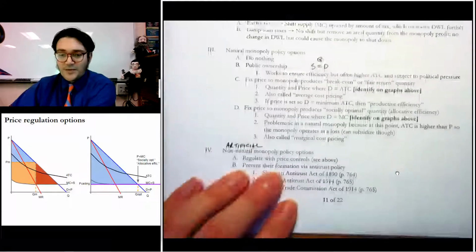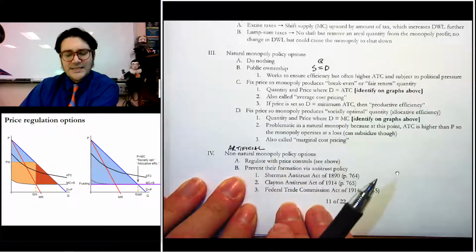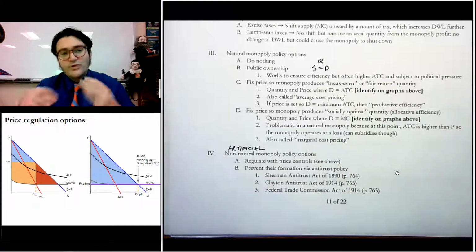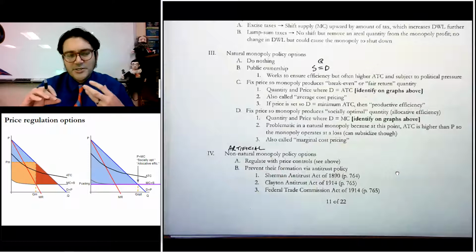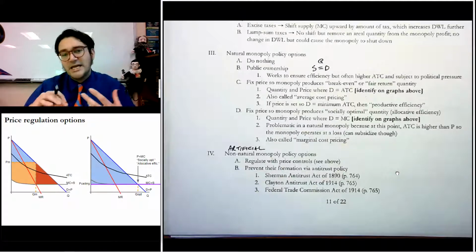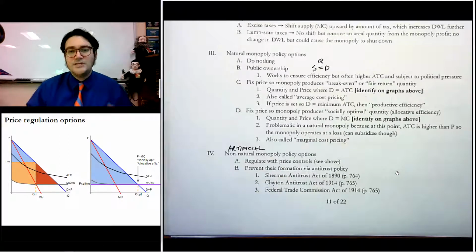Okay, so the other parts of these acts and things like that, the last thing I want to say is you can read up on those in your textbook. Those are the page numbers, but those don't appear on any of the exams. Those are just kind of the background to antitrust policy.